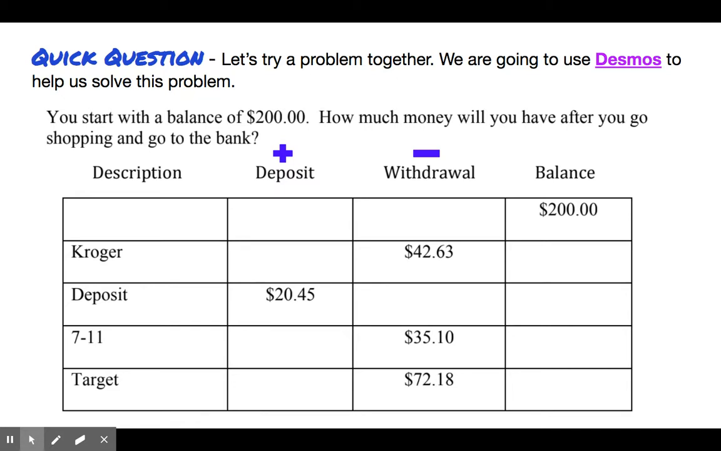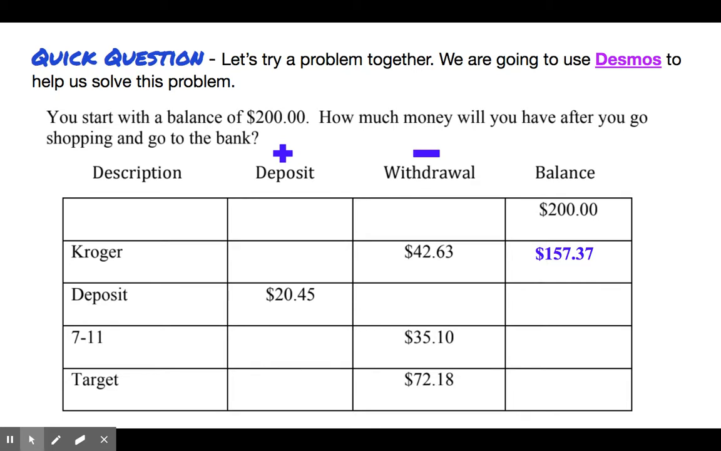Well, we had $200 and I went to Kroger's. I know that's a withdrawal. So if I had to withdraw $42.63, how much is my total? How much is my new total? You should have gotten $157.37.